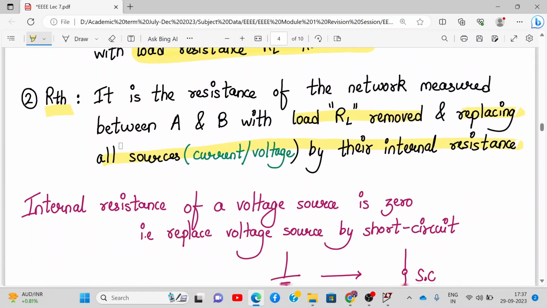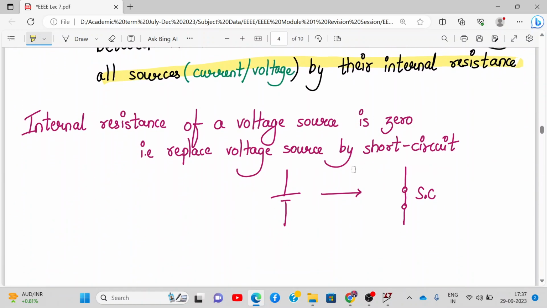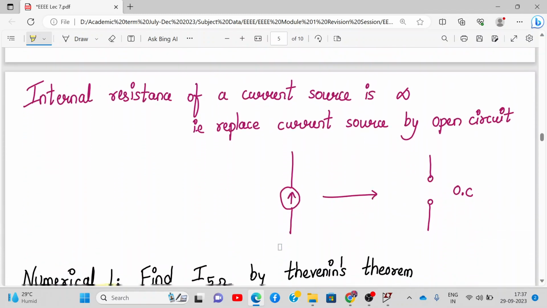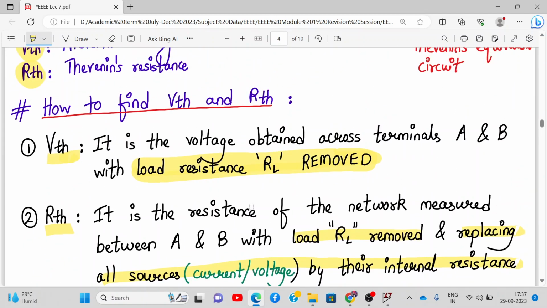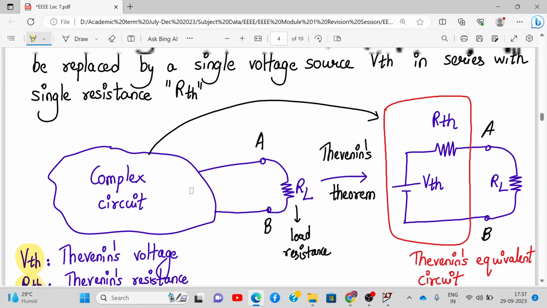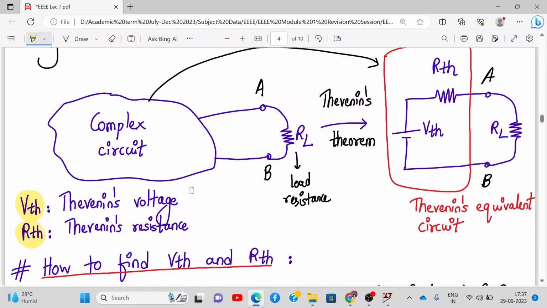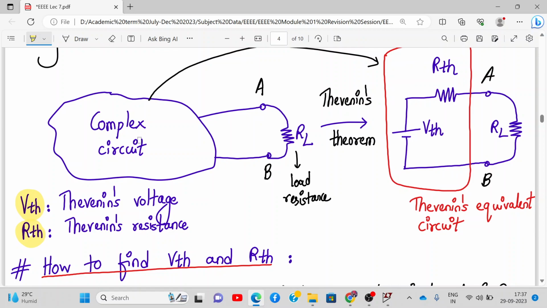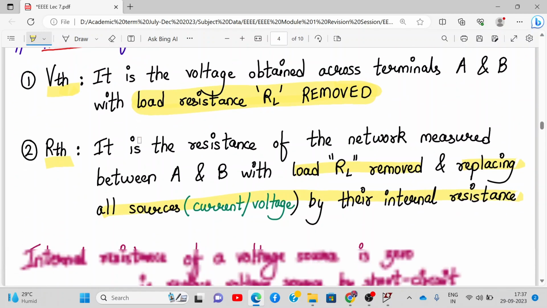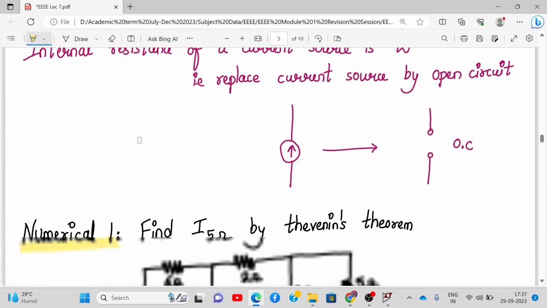The internal resistance of an ideal voltage source is zero, that's why we replace the voltage source with a short circuit, and the internal resistance of a current source is infinite, so we replace the current source by an open circuit. That is what we do to find Rth. We replace all the sources by their internal resistance. If it is a voltage source, we short circuit its terminals, and the current source will be open circuited.